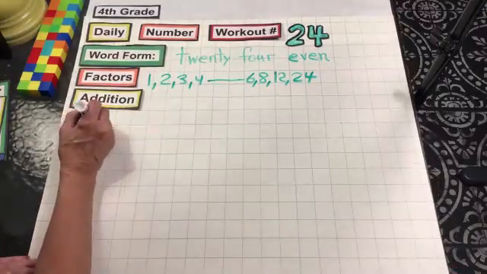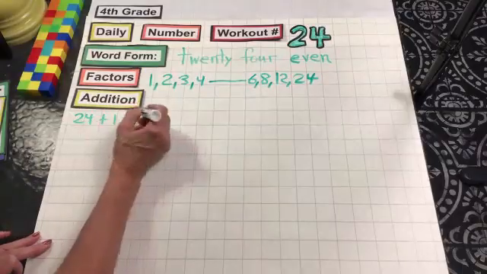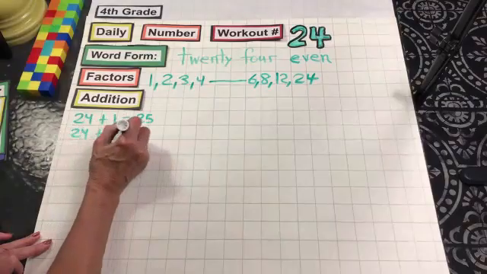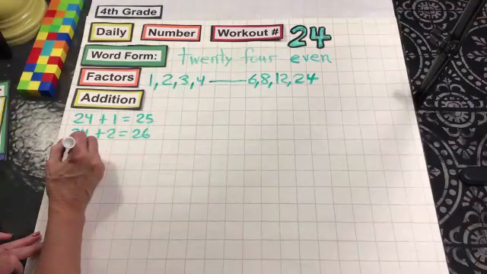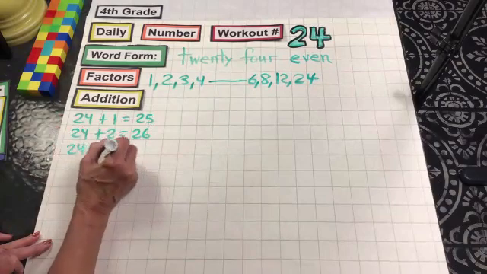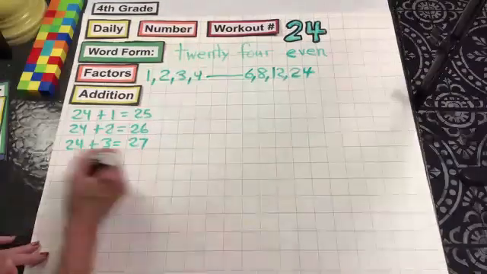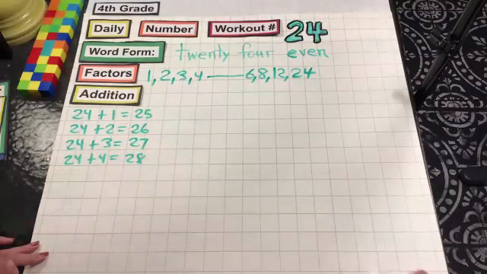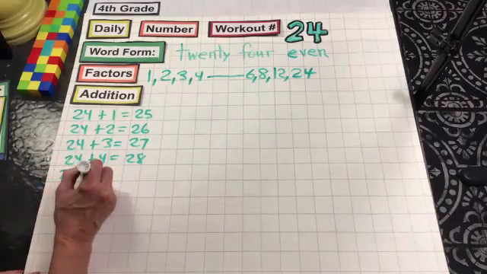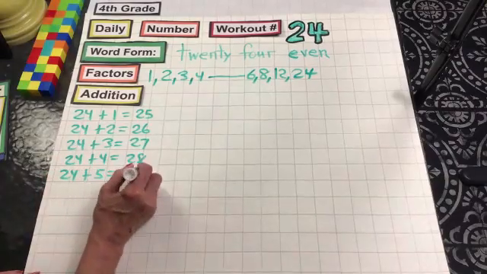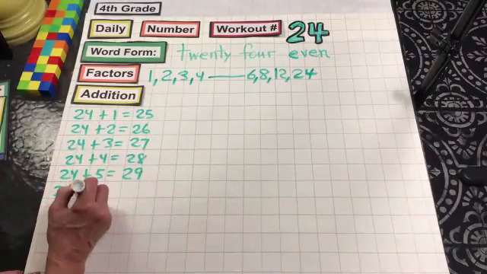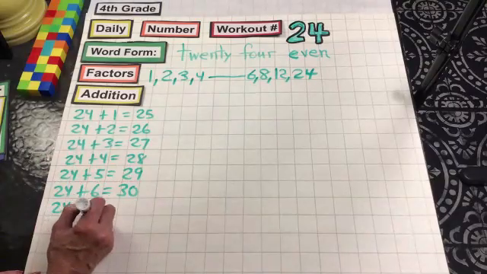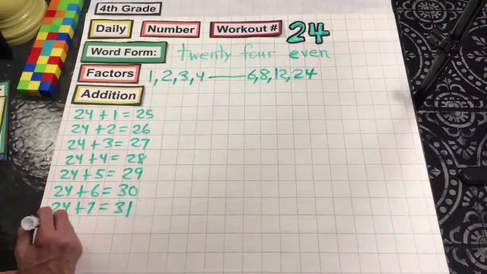So here we go. 24 plus 1 equals 25. 24 plus 2 equals 26. 24 plus 3 equals 27. 24 plus 4 equals 28. 24 plus 5 equals 29. 24 plus 6 equals 30. 24 plus 7 equals 31.